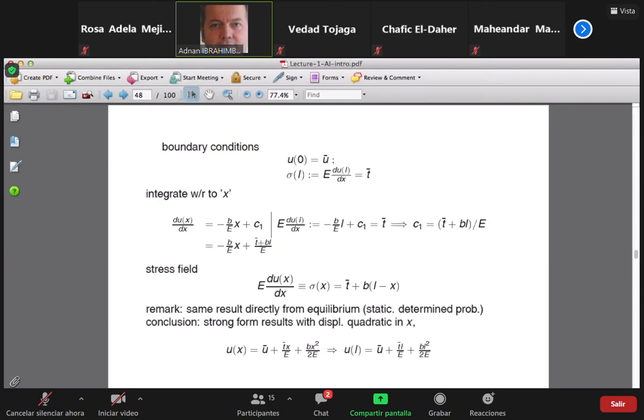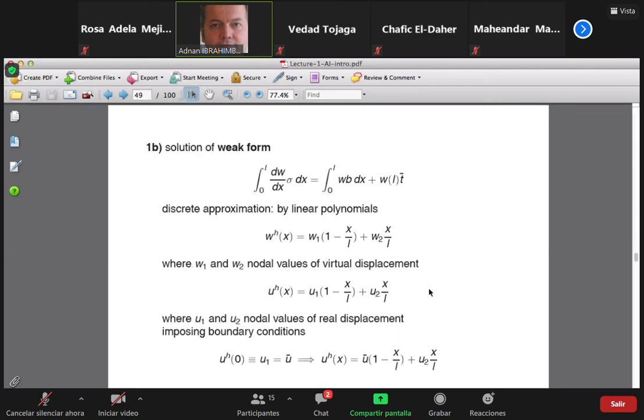On the other hand, U of L is right, and I at the end have U bar plus PL divided by E plus BL squared divided by 2E. Now, this is the solution of the strong form. I want now to obtain the solution of the weak form.